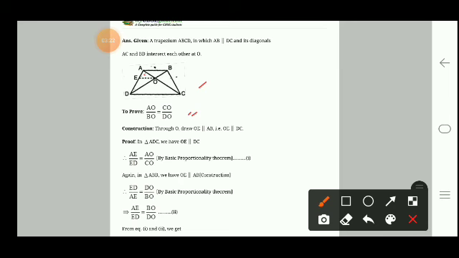So construction: we have just drawn a line EO. As you can see here, the line EO is parallel to AB, that is, OE is parallel to DC also, because in the case of a trapezium, as we know, the opposite sides are parallel, only one pair.